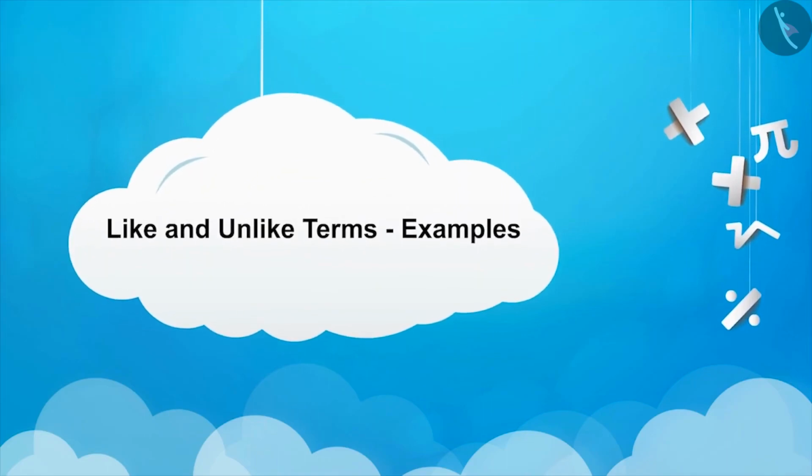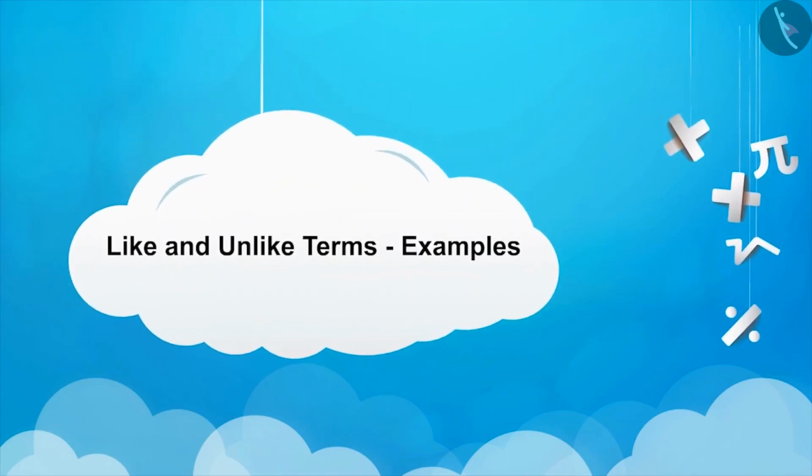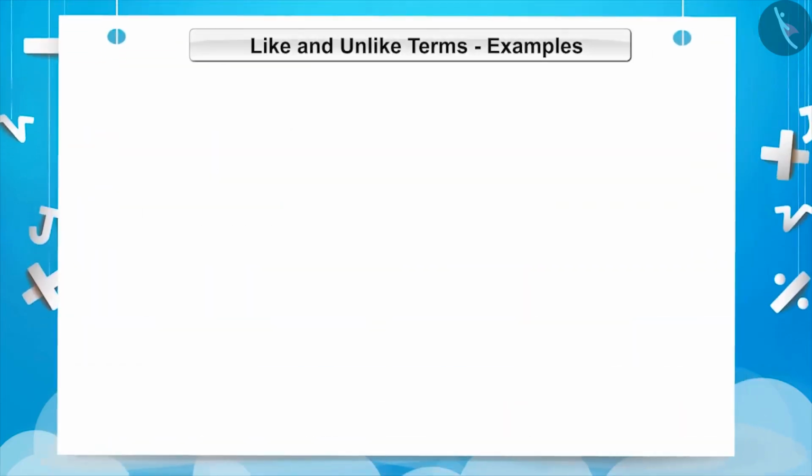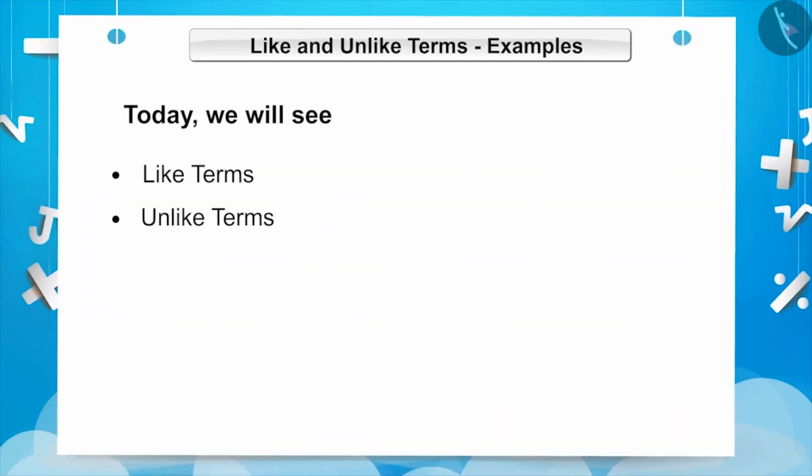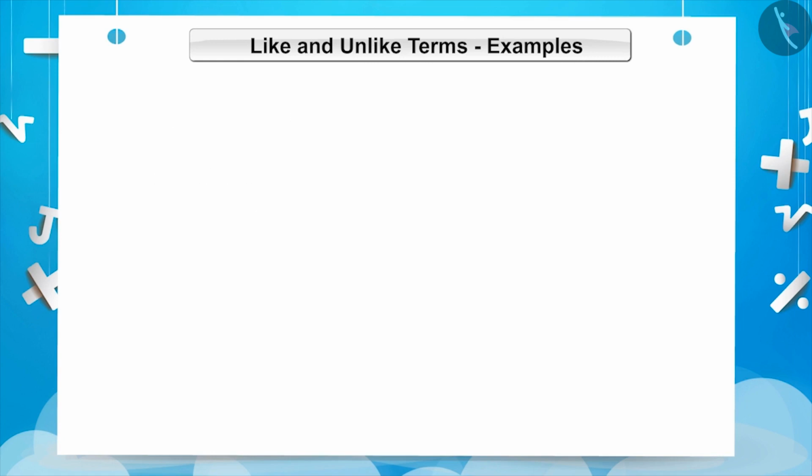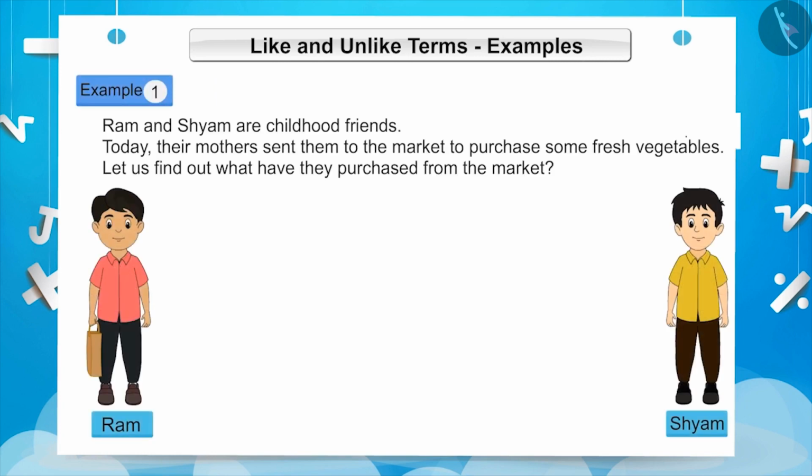Like and unlike terms. Examples. Let us understand like and unlike terms with the help of some examples. Example 1. Ram and Shyam are childhood friends. Today, their mother sent them to the market to purchase some fresh vegetables. Let us see what they have purchased from the market.